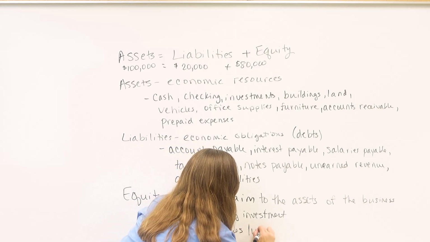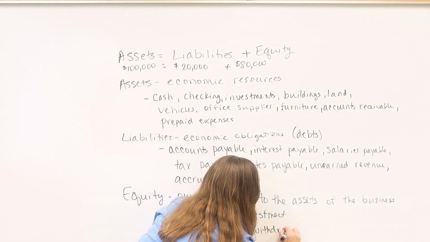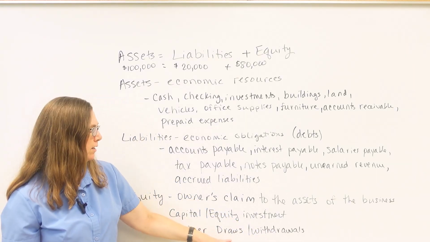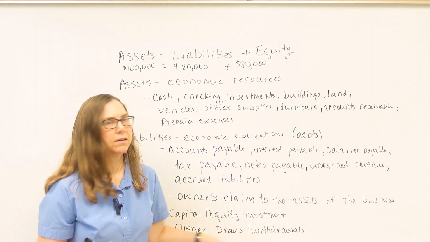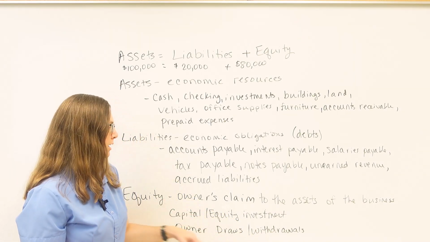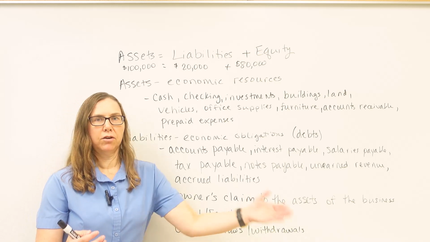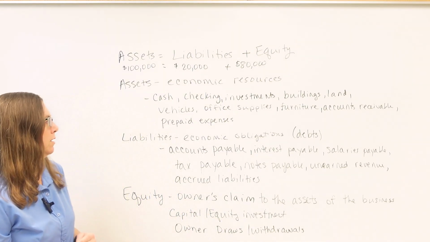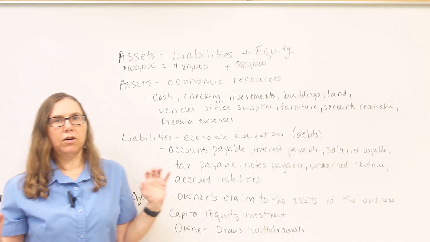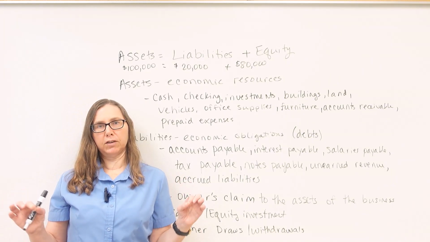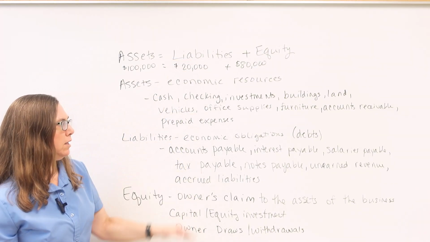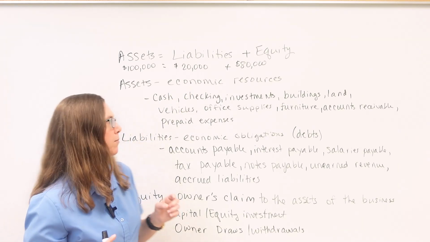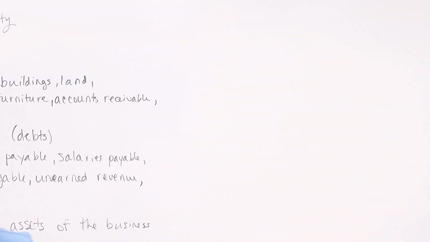So you're going to see it called owner draws or owner withdrawals. You'll see it both ways, just depending what you're looking at, but it means the same thing: owner taking money out of the business or owner taking something out of the business. And then there's also two other types of accounts that are not within these, and that would be your revenues and expenses. And I think I'm out of space here.